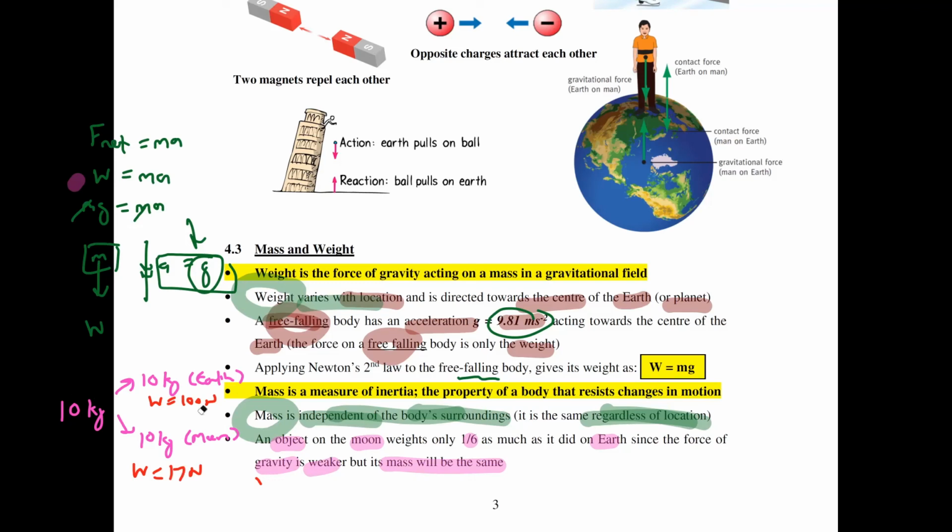Okay, this is what we mean. The mass remains the same regardless of where you're talking about, but the weight will change because the force of gravity changes depending on the planet that you're in.